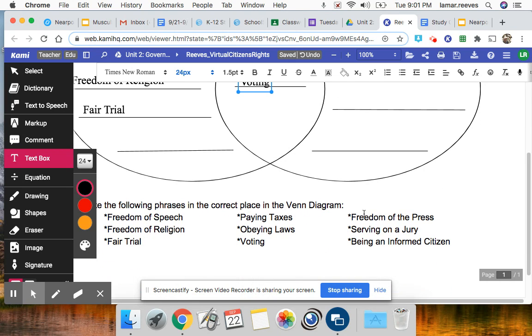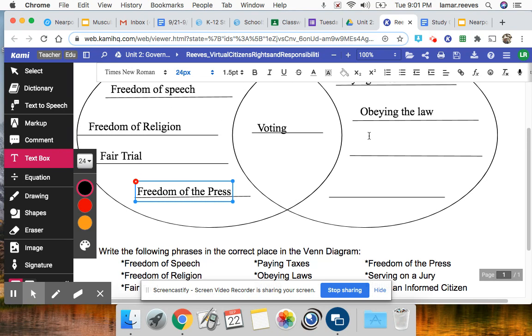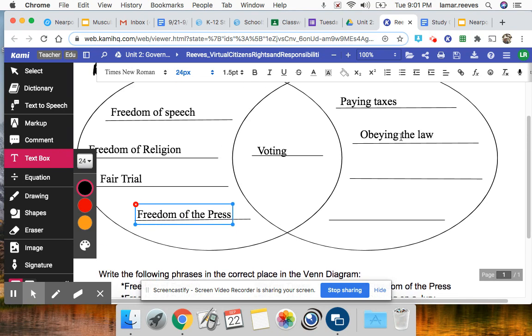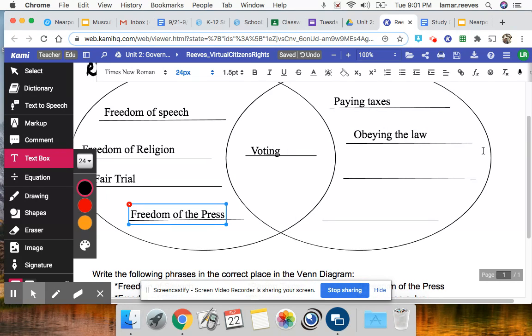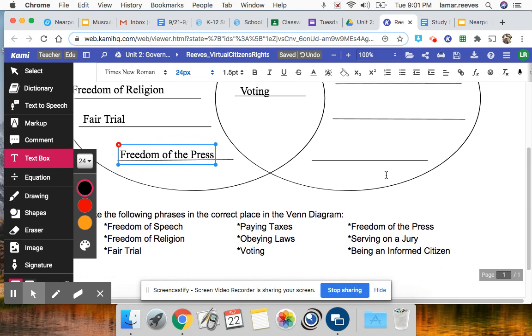So the last three, we have freedom of the press. Again, there's another gimme. It's a freedom. It's a right. Freedom of press. That means that newspapers are able to tell what's going on in the world. The news can tell about what's going on in the government. Our leaders can't hide what they're doing. The newspapers, the news can let the citizens know.